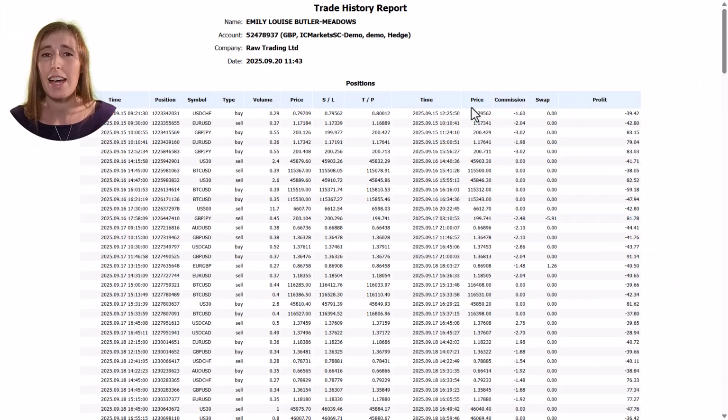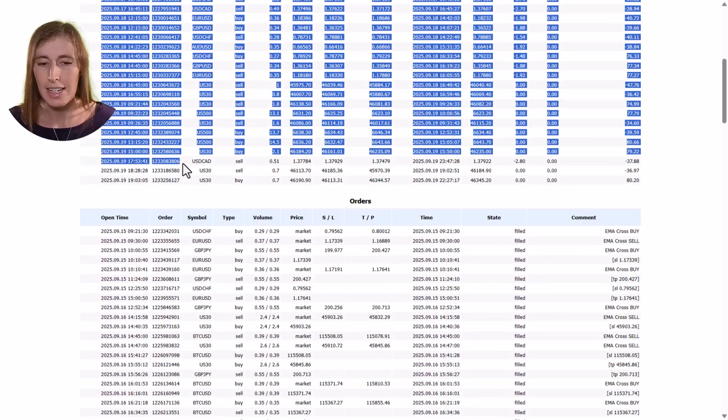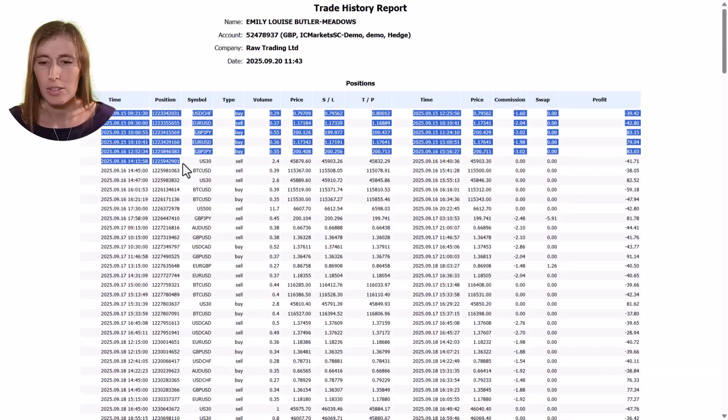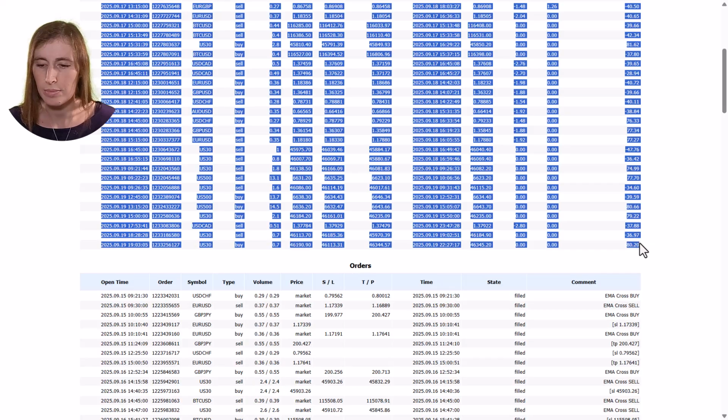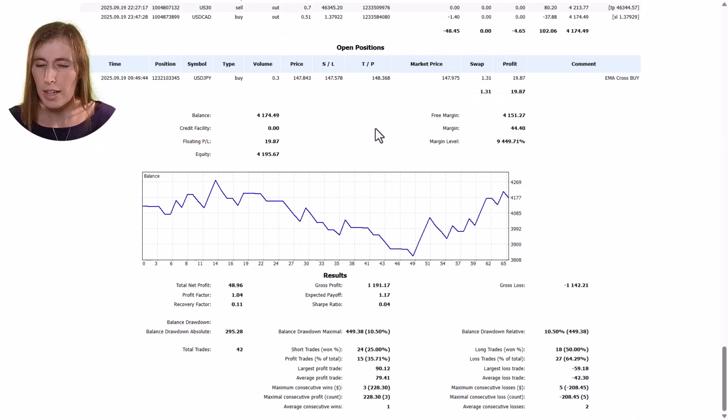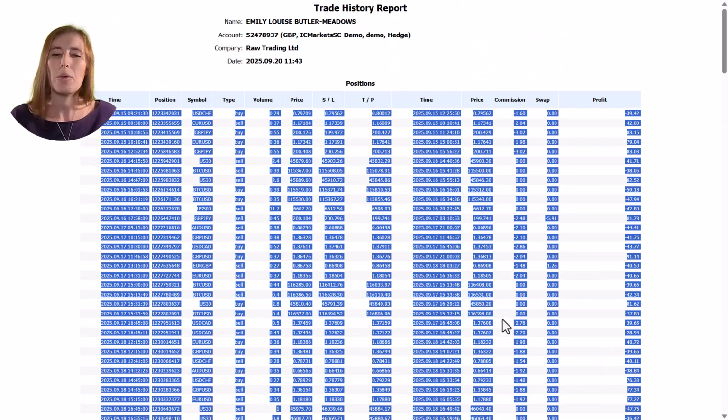Here is the report that I've just saved and I've opened in my browser. But I can easily just highlight all of the positions that were taken this week. And I'm going to click Control and C to copy those. And if I scroll to the bottom, it just shows some results here on a graph. It gives you quite a lot of information here. So it does give you your profit, but I want some specific details. So let's go to GPT.